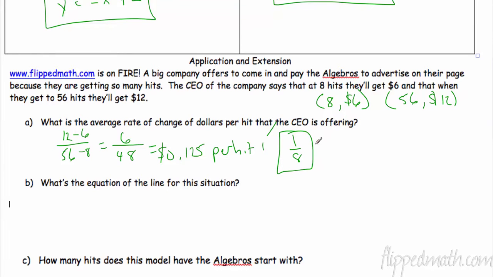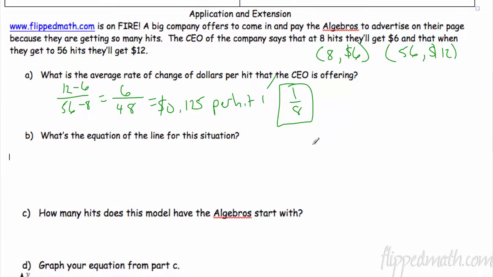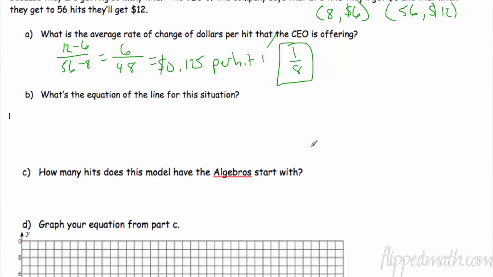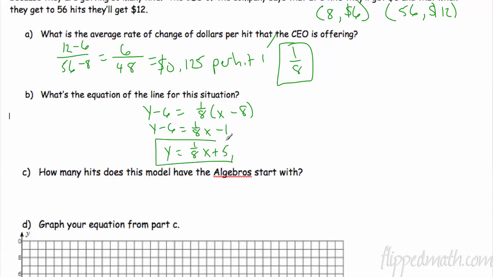I like the fraction for the equation just because I'm going to have to graph it in a second. What's the equation of the line? So I have a slope and I have a point. So y minus 6 equals 1/8 times x minus 8. Y minus 6 equals 1/8 x minus, 1/8 of 8 is 1. I'm going to add 6 to that, and I get y equals 1/8 x plus 5. So there's my equation of the line.